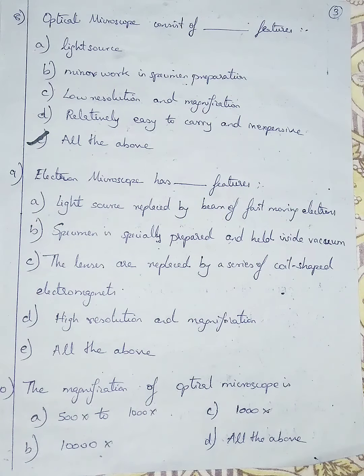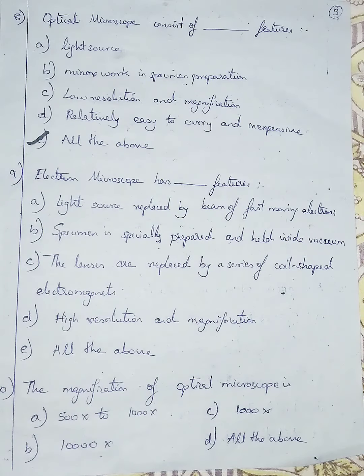Question number 9. Electron microscope has dash features. In the last question we saw the optical microscope's features. Now we are going to see the electron microscope's features. Option number A is light source replaced by a beam of fast moving electrons. B, specimen is specially prepared and held inside vacuum. Option number C, the lenses are replaced by a series of coil-shaped electromagnets. Option number D, high resolution and magnification. Option number E, all the above.